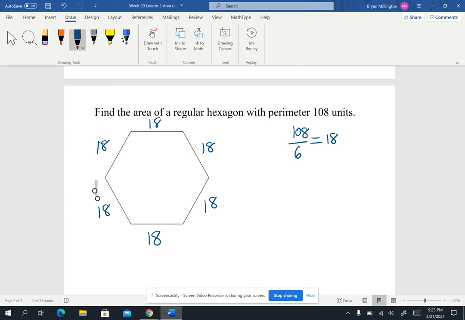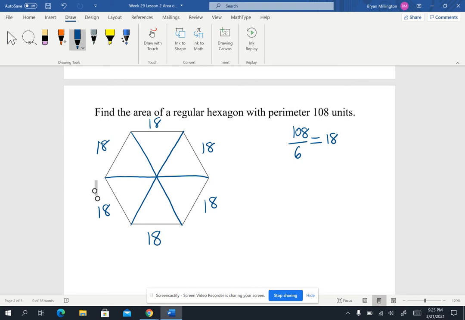So something cool happens with a regular hexagon. When you draw in the diagonals, it actually splits up into 6 perfect equilateral triangles. You could ask me or Miss Rose why that happens. If we have time later, we can talk about that. But a regular hexagon always breaks up into 6 equilateral triangles.